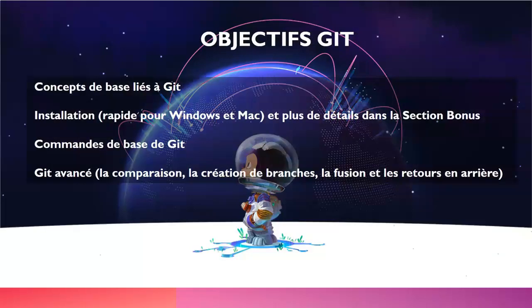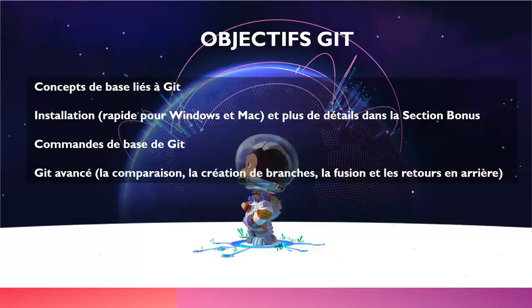There will be a quick installation version for Windows and Mac, and if you want more details about that, you will find them in the bonus section. Once you have understood Git and installed all the necessary tools, we will begin with the basic commands of Git. And as we progress through the basic commands, you will learn how to create your first Git project.